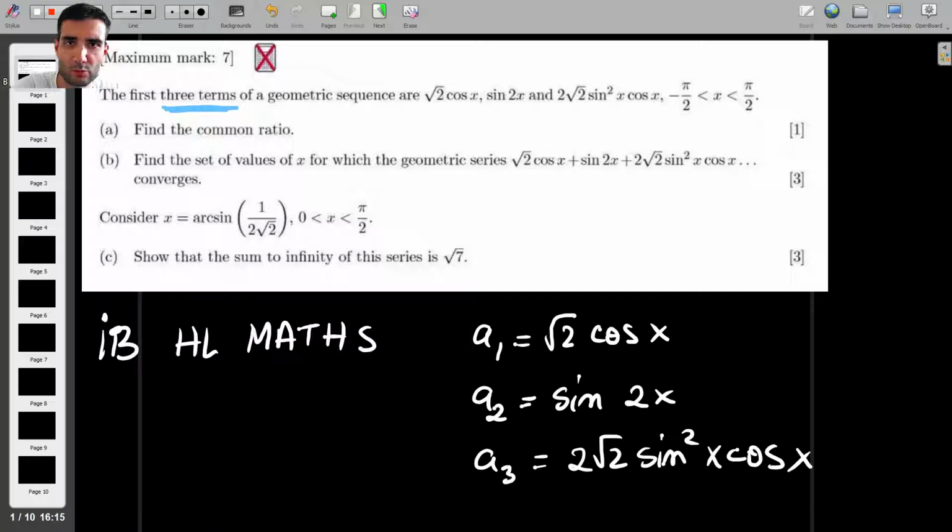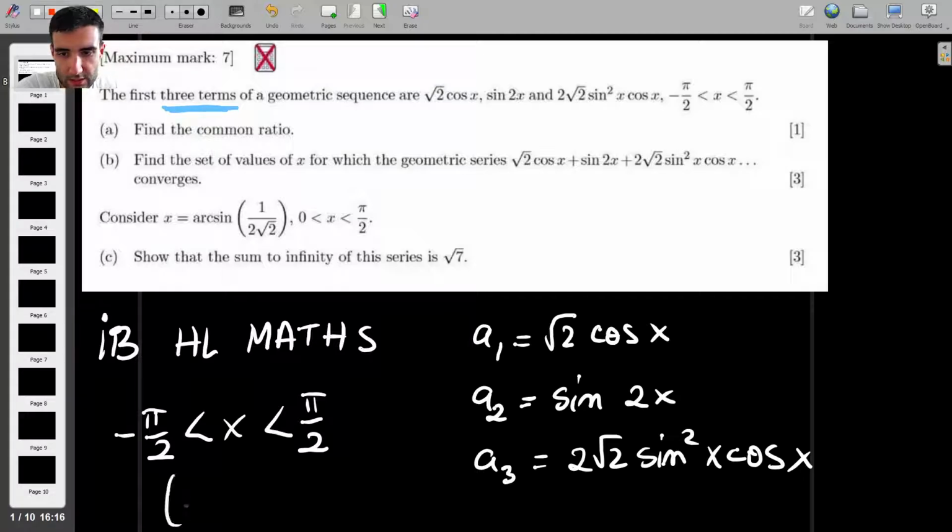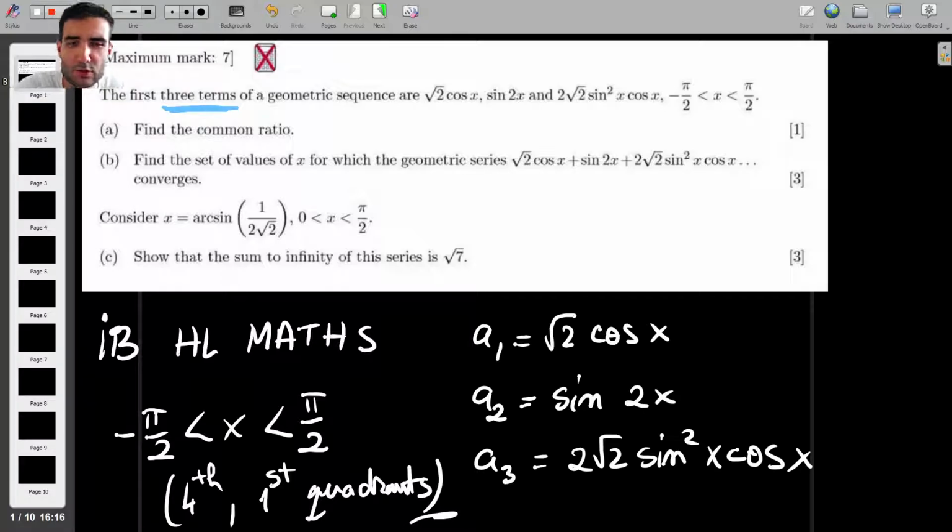So it looks like it's getting more and more complicated the longer we travel along this geometric sequence. The other thing that we're told, which is pretty important, is that x is between minus pi over 2 and pi over 2. If you think about the unit circle, this means that we are either in the fourth or in the first quadrant. This is something that we're going to use later.